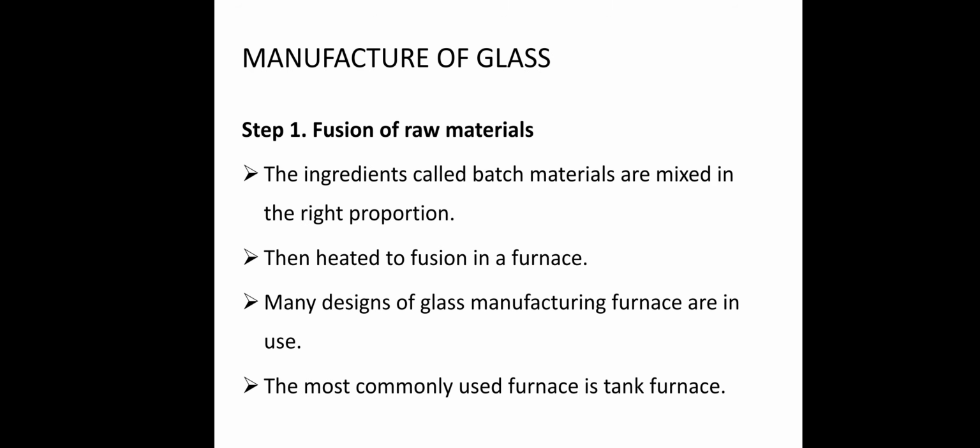Let us know about the manufacture of glass. The first step is fusion of raw materials. The ingredients called batch materials are mixed in the right proportion, then heated to fusion in a furnace. Many designs of glass manufacturing furnace are in use. The most commonly used furnace is tank furnace.